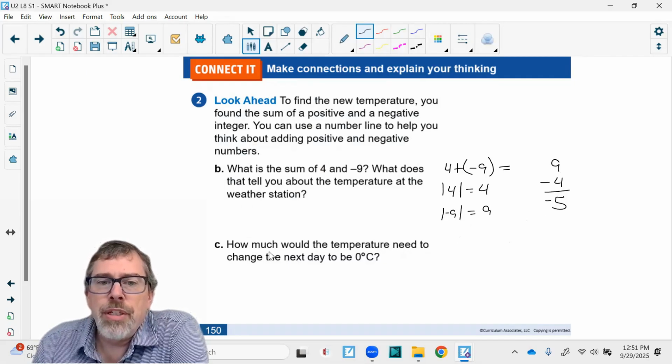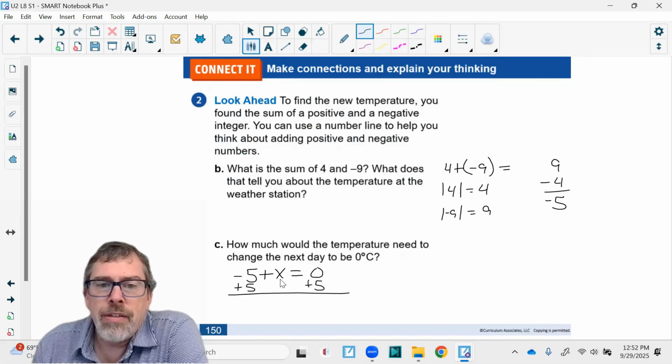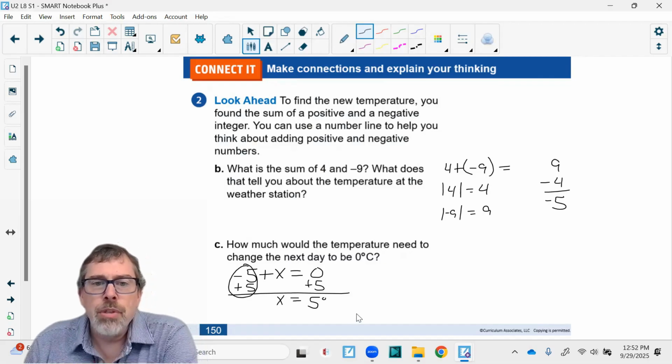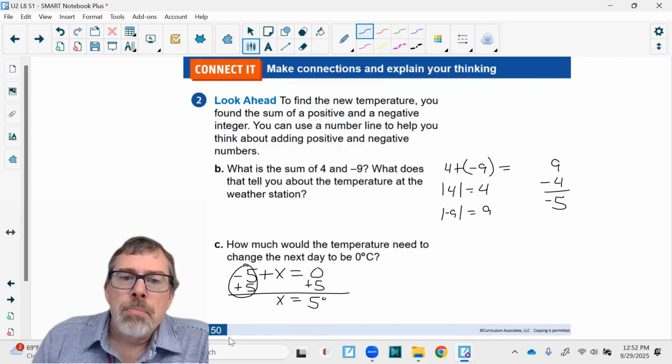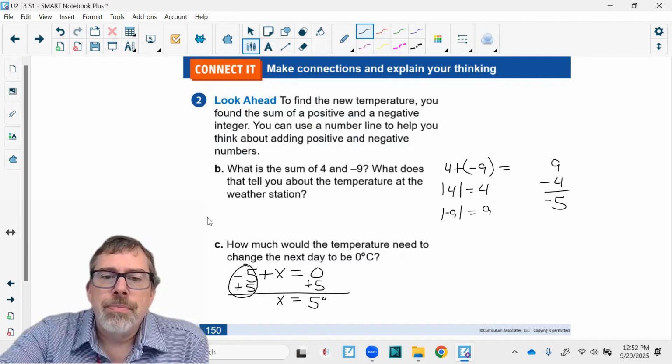How much would the temperature need to change the next day to be 0 degrees Celsius? So in other words, -5 plus some number has to equal 0. If I add 5 to get rid of this, now that's a 0 pair, and I add 5 to this side, this is a 0 pair, it's gone. I get x by itself, 0 plus 5 is 5. It would have to increase 5 degrees to get back to 0.